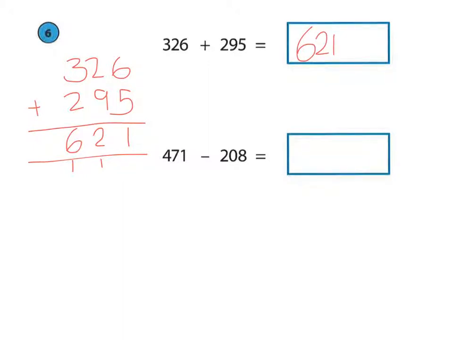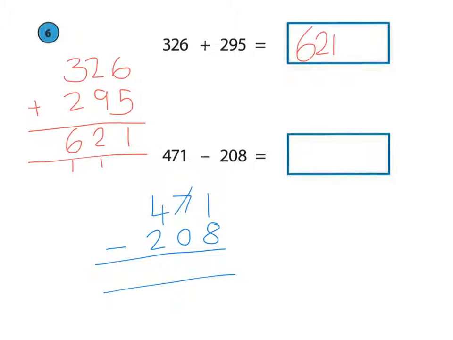The next part of the question is asking 471 take away 208. Again, I can do a vertical subtraction to work out the answer. 471 take away 208. Okay, starting with the units, 1 take away 8. We can't do that, so we're going to go next door. We're going to cross the 7 out and put a 6, and we're going to put the 1 here. We now have 11 take away 8, which is 3.